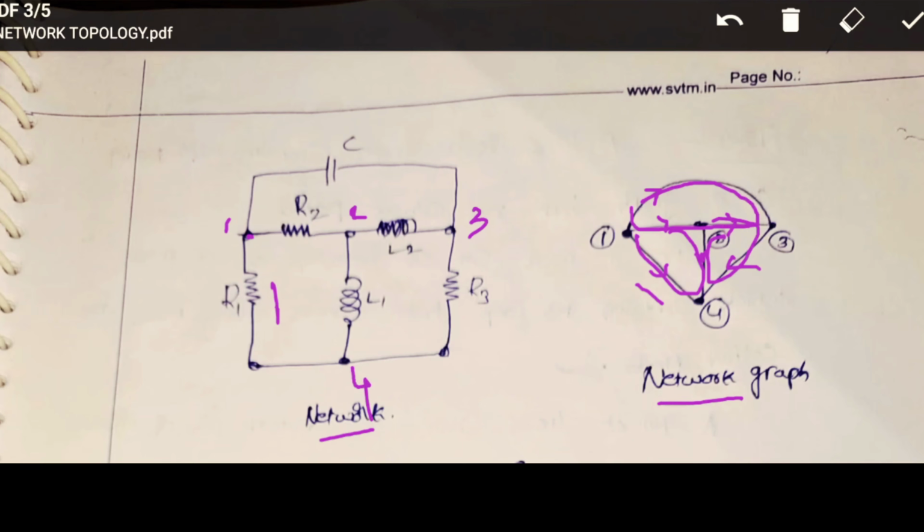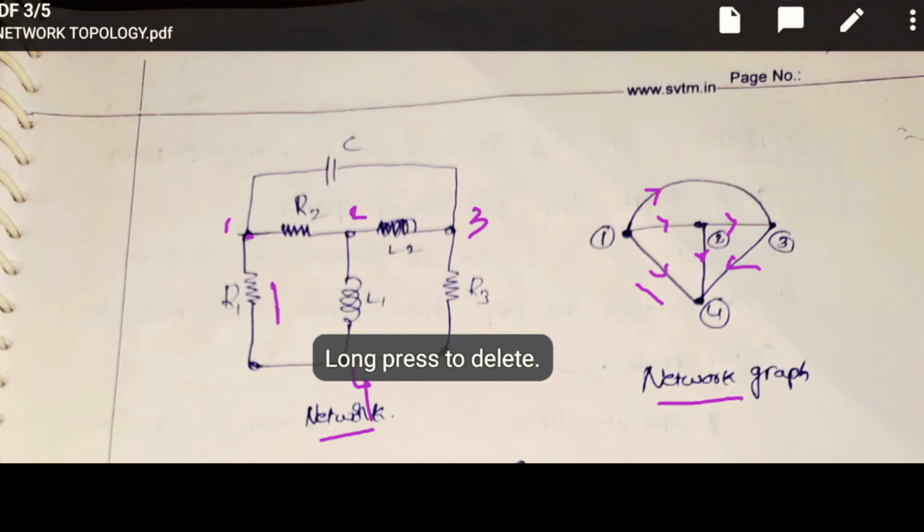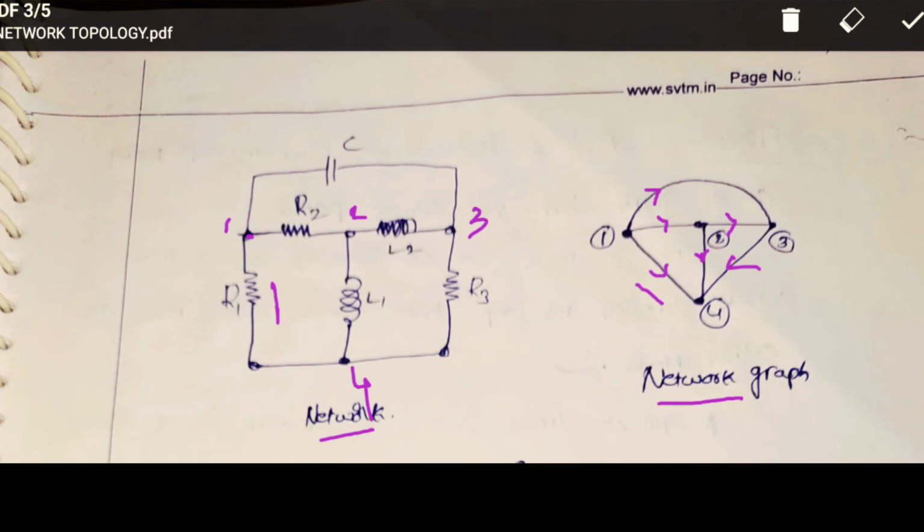What is meant by mesh? Mesh we already saw in different definitions. A loop which cannot be further divided is called a mesh. A loop which does not contain any other loop in it is called a mesh. Inside of this loop there is no other loop, then it is called a mesh.